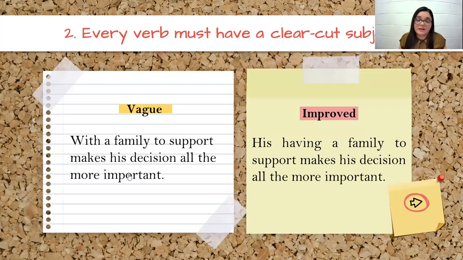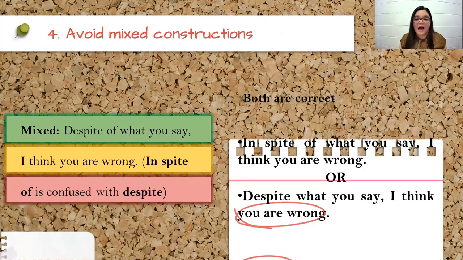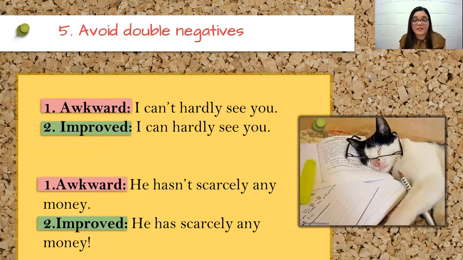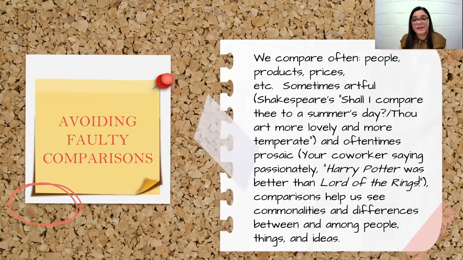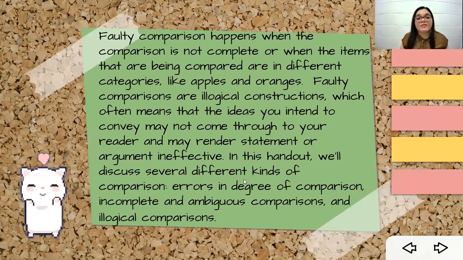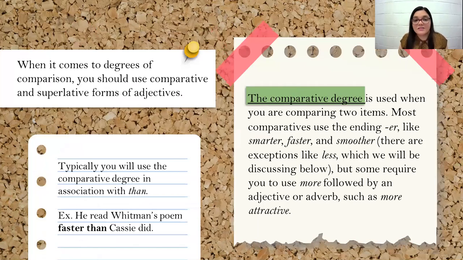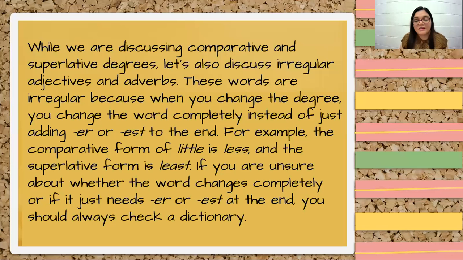Every verb must have a clear-cut subject. I have already explained that. I have already explained quotations, just to refresh your mind. I have already explained the constructions that can be mixed up. I have already explained the double comparatives when using adverbs that have a negative meaning. We have already gone through the faulty comparisons of adjectives and adverbs. We have already gone over positive, comparative, and superlative degrees of adjectives.